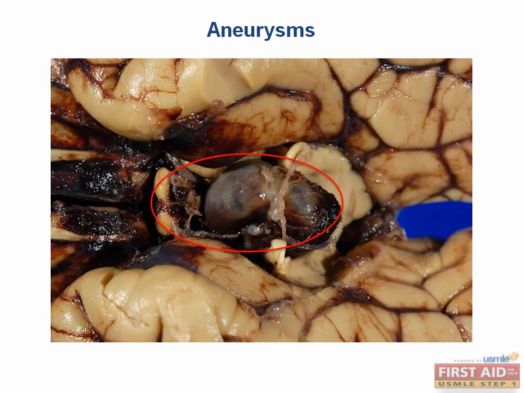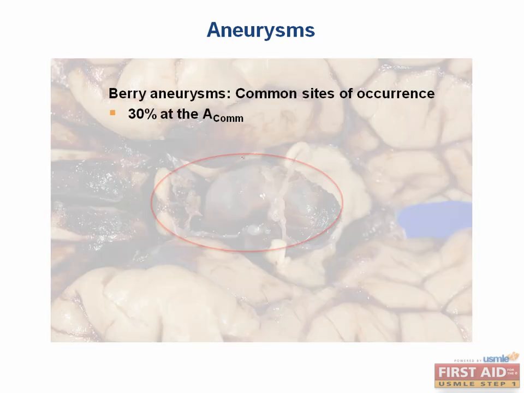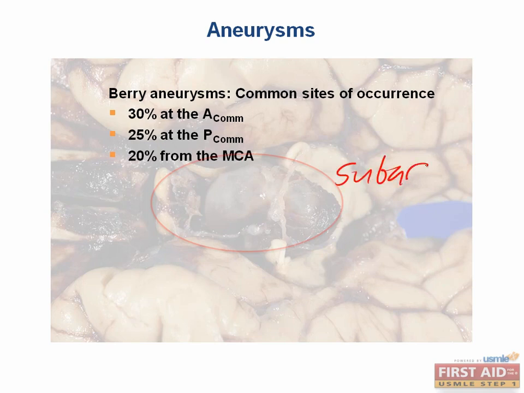As we just mentioned, berry aneurysms are very common at the circle of Willis. This is an example of a berry aneurysm here. About 30% of berry aneurysms occur at the anterior communicating artery, while 25% of them occur at the posterior communicating artery. Lastly, 20% occur at the middle cerebral artery. Berry aneurysms are prone to rupture, which can lead to subarachnoid hemorrhage.